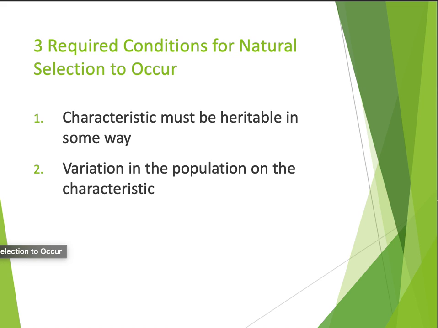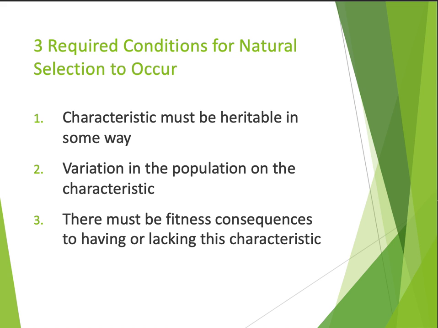Okay, those are two of our characteristics that are required. Now let's mention our third required characteristic: there must be fitness consequences to having or lacking this characteristic. For us to see an evolution in a characteristic, more individuals must be born than can grow into adulthood and reproduce to their greatest capacity because of some constraint.